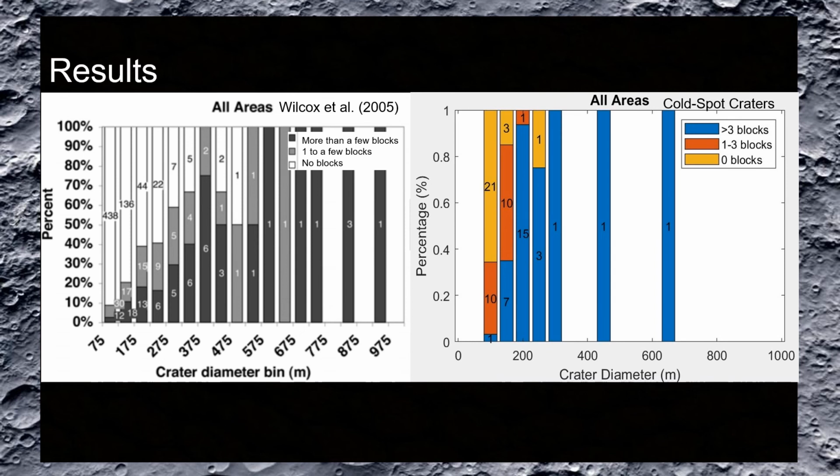It's possible that some of the craters Wilcox et al. 2005 looked at were old enough for smaller blocks to have broken down, which makes them appear as if they did not excavate blocks. This suggests that using young craters, such as cold spot craters, is critical when using block abundance in crater ejecta to estimate regolith thickness.